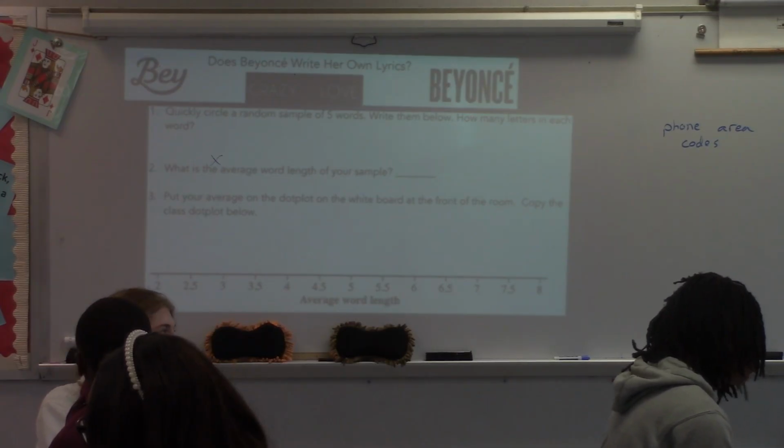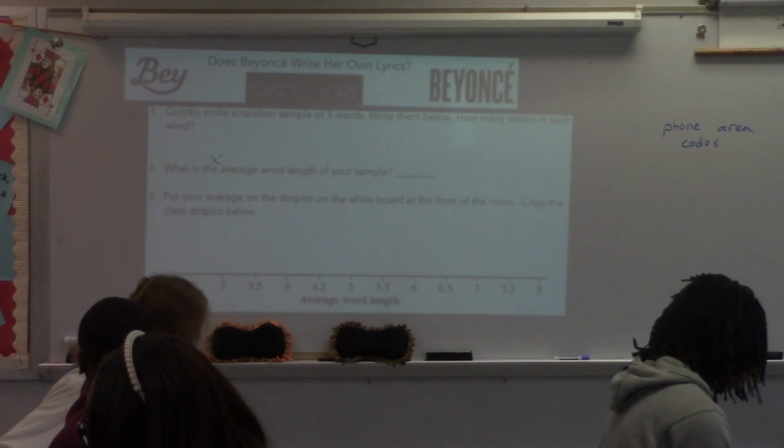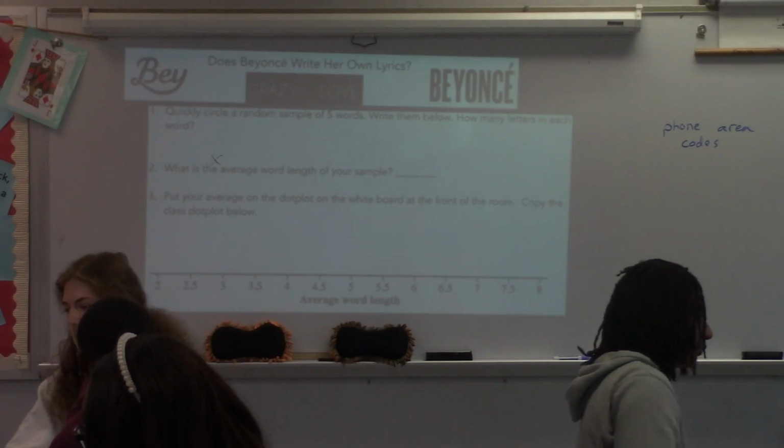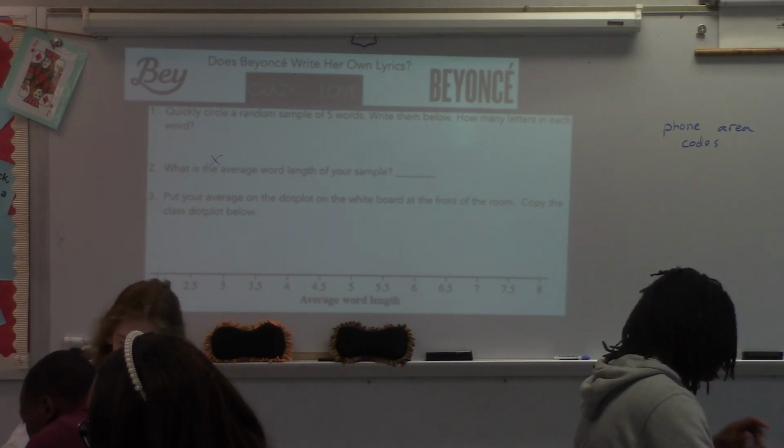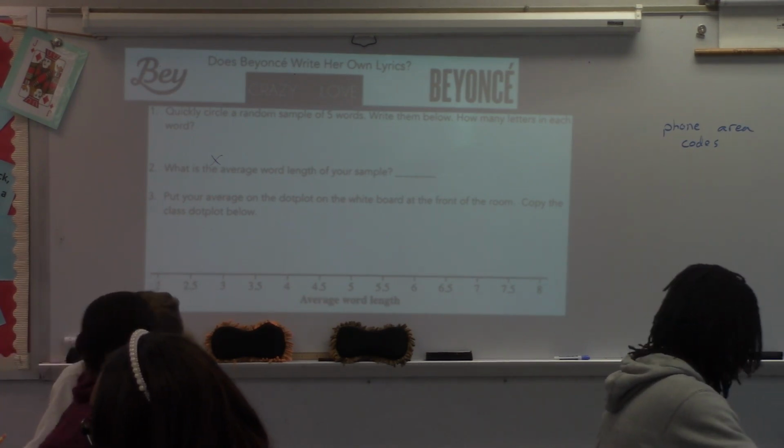What was I looking for? Yeah, so quickly circle a random sample of 5 words. Write those 5 words below, so number 1. And then how many letters are in each word. And then what is the average word length of your sample. So what I would point out is, can I see this real quick? You said how many? What does it say on the sheet? 5. So what you would do is just take this, okay?